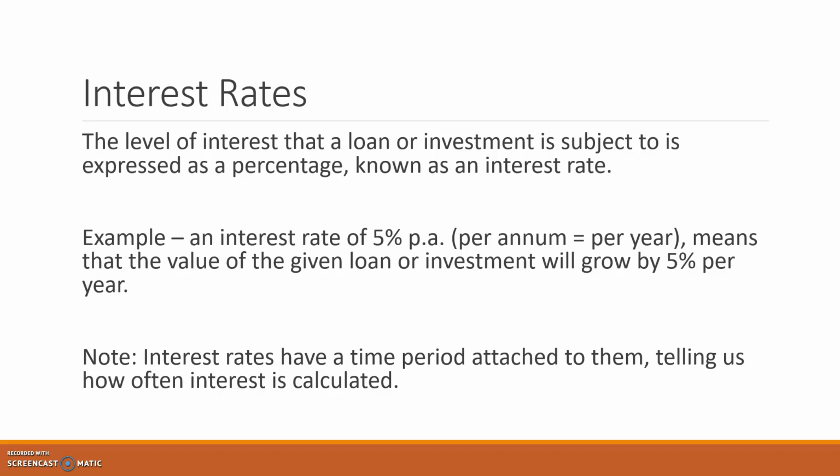Now, let's define what interest rates actually are. So the level of interest that a loan or investment is subject to is expressed as a percentage, like we said, and it's this percentage that is known as the interest rate. So for example, an interest rate of 5% per annum, and per annum means per year, means that the value of the given loan or investment will grow by 5% per year. So if an interest rate of 10% was on a loan, the loan would grow by 10% per year. If there was an interest rate of 50%, then the loan would grow by 50% per year.